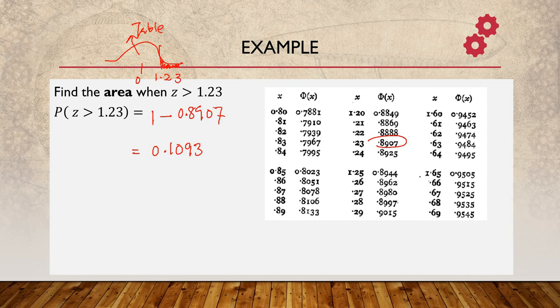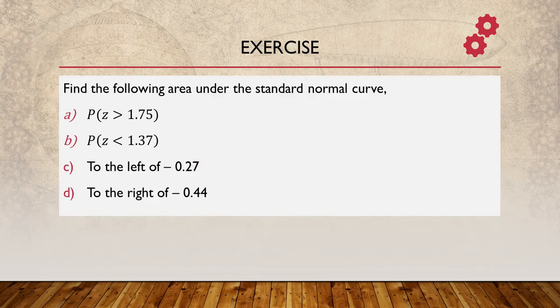Because your table is only the positive table, we don't have a negative table and so forth. Alright, next, exercise. Number A, find the following area under the standard normal curve for A, B, C and D. Try first. So Z greater than 1.75 is easy, Z less than 1.37 is also easy.